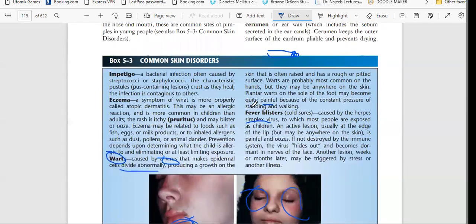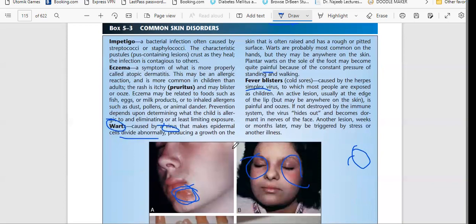Fever blisters, which most people are exposed to as children, start as blisters, and the secondary form of blisters is the lesion. Usually at the edge of the lip, but may be anywhere on the skin, it is painful and oozes. Why do we have pain? We have sensory receptors which detect any type of changes. The nervous system tells you to act, to take the treatment. That is the reason the nervous system gives you signals.